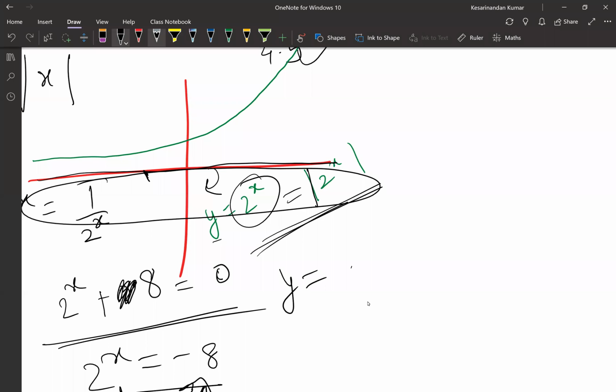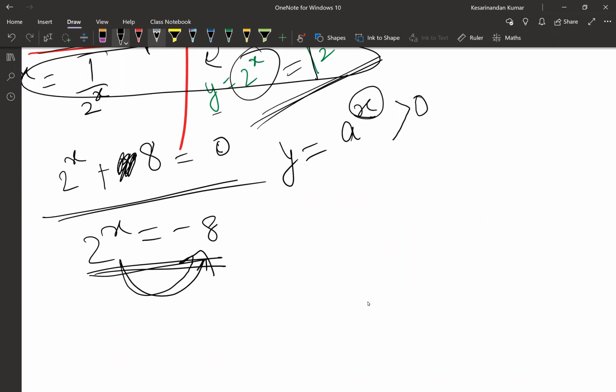y is equal to a raised to x, an exponential function. For any value of x, this will always be greater than 0. This will never give a negative value. So whenever you get a question where this is equal to a negative value, the answer is no solution, because it cannot be satisfied. Is this part clear, everyone?